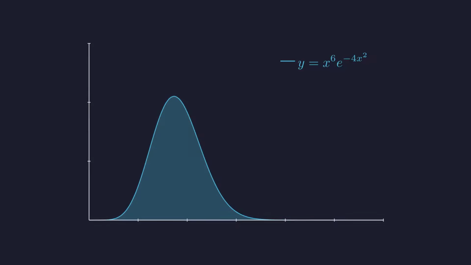First, let's visualize the integrand to understand the geometry of what we're dealing with. The function is positive for all positive x, rising to a peak before the exponential term forces it to zero. It's that beautiful interplay between polynomial growth and exponential decay. We are calculating the precise area of this shaded region extending all the way to infinity.